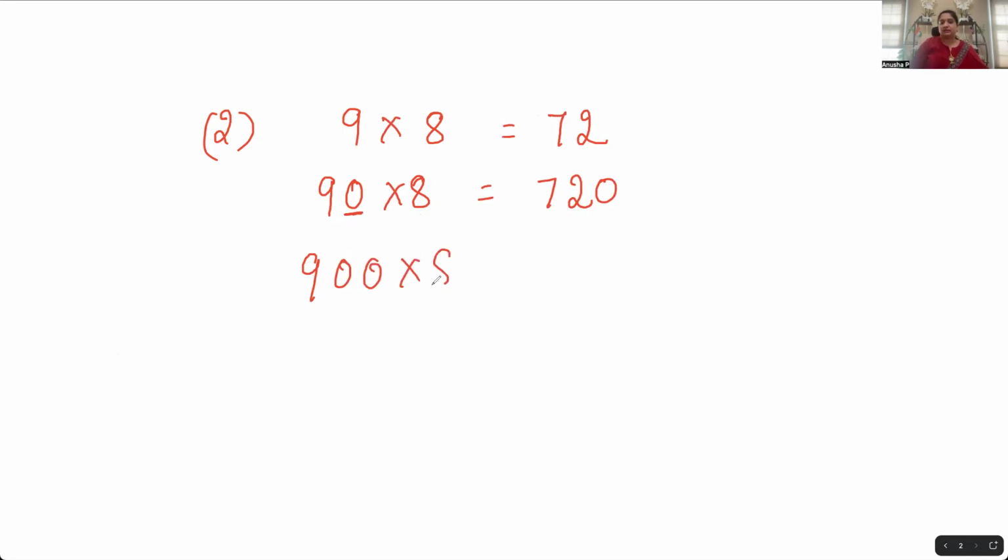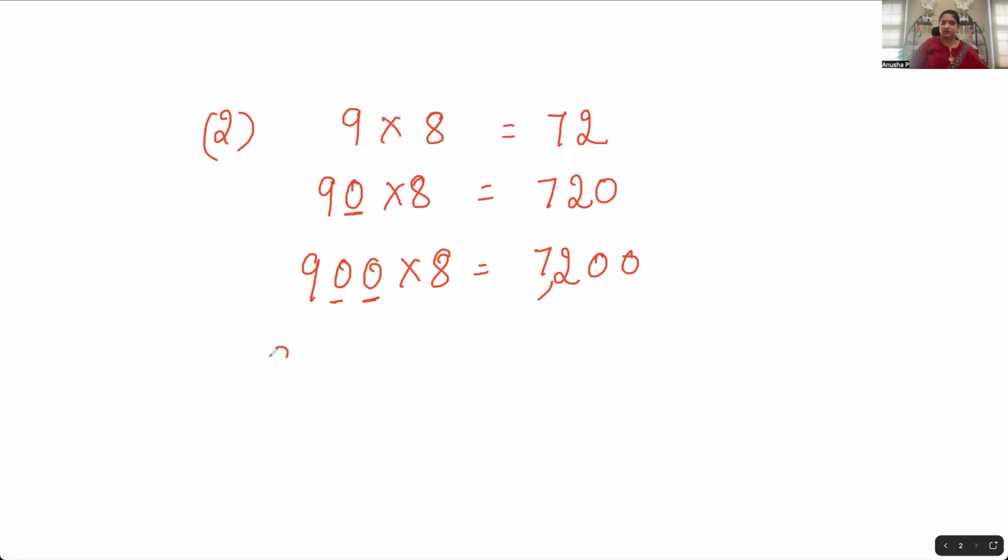900 times 8. We can do 9 times 8 is 72. We have two zeros here because it is 900. We are keeping two zeros, which is 7,200. Or we can do the regular traditional way. 8 times 0 is 0. 8 times 0 is 0. 8 times 9 is 72.